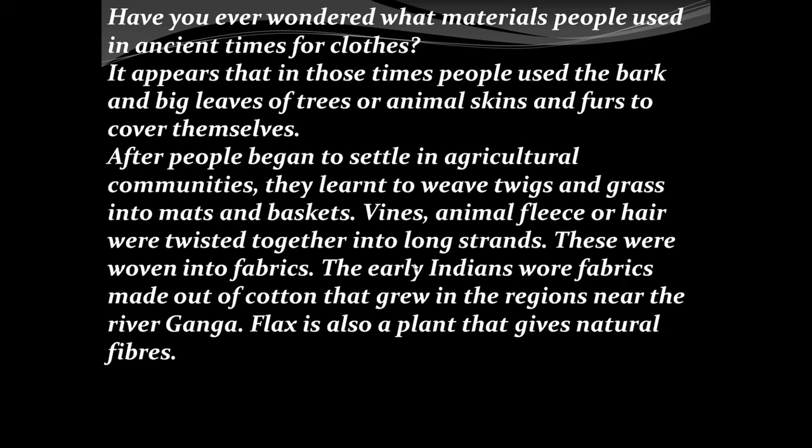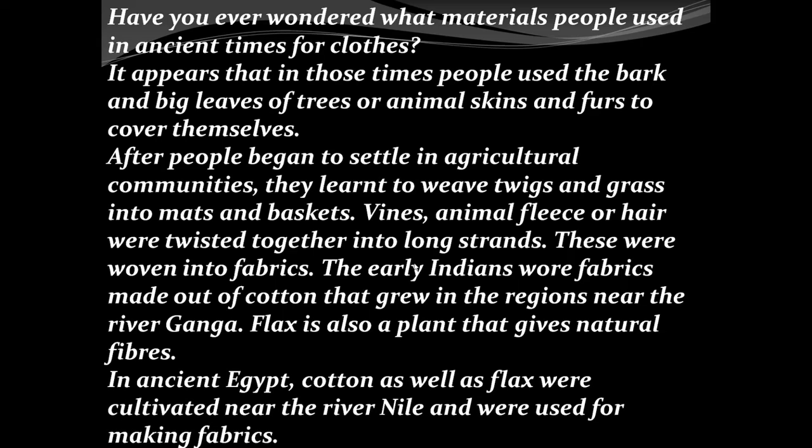The early Indians wore fabrics made out of cotton that grew in the regions near the river Ganga. Flax is also a plant that gives natural fibers. In ancient Egypt, cotton as well as flax were cultivated near the river Nile and were used for making fabrics.